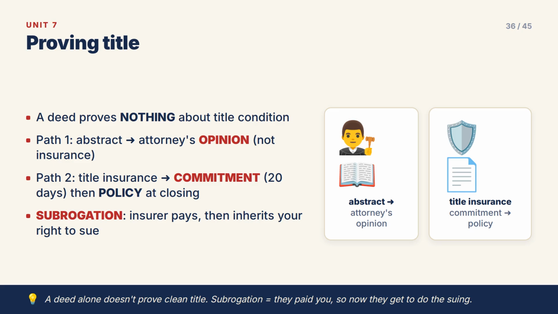Here's a chain that produces wrong answers 6 different ways. A deed, even a general warranty deed, proves nothing about the condition of title. Real evidence comes 2 ways. Path 1, an abstractor compiles the property's full paper trail, the abstract, guaranteeing nothing, though they can be sued for sloppy work. Then the buyer's attorney reads it and writes an opinion of title. An opinion, not insurance. Path 2, title insurance. Within 20 days, the title company issues a commitment, the promise to insure, and the actual policy arrives at closing. If a covered claim hits, the insurer pays, and then subrogation kicks in.